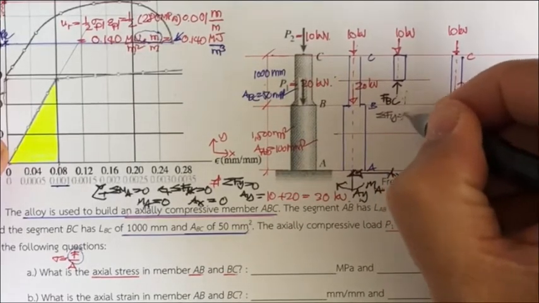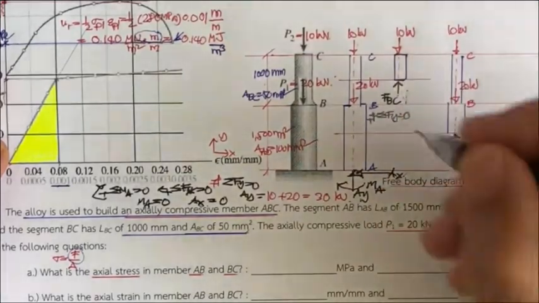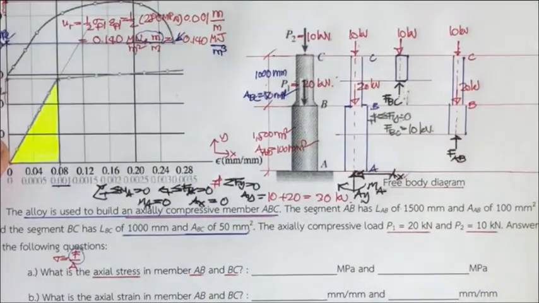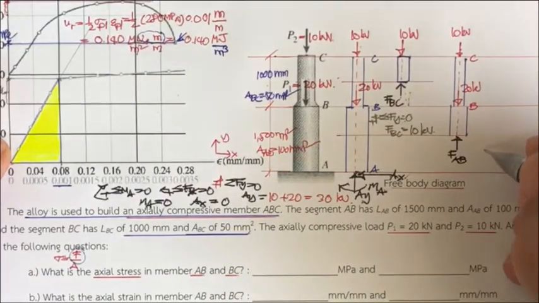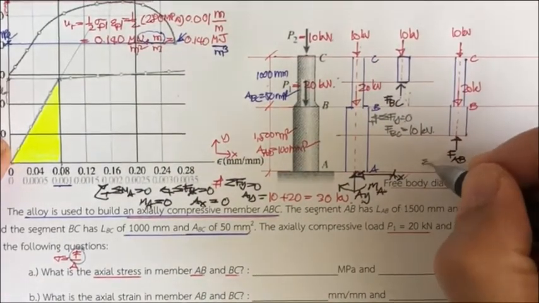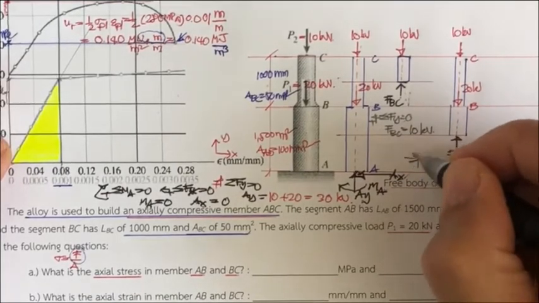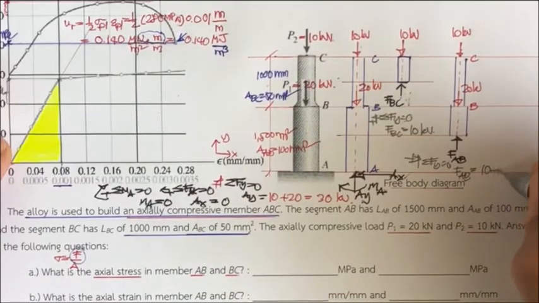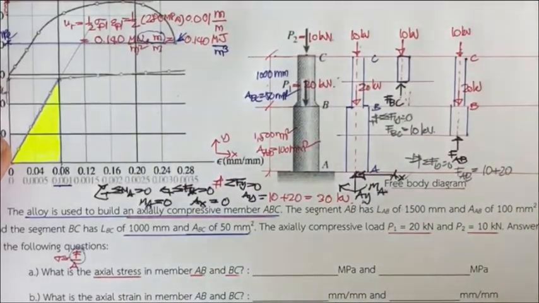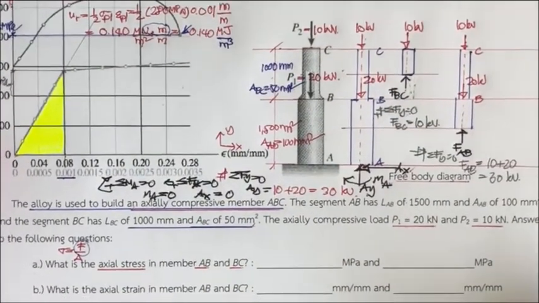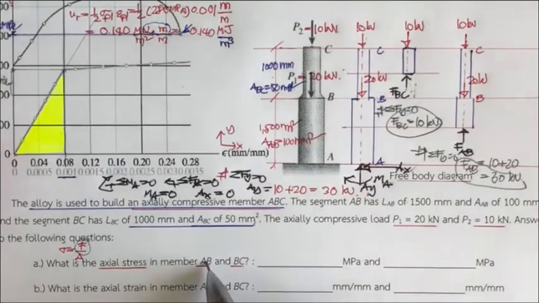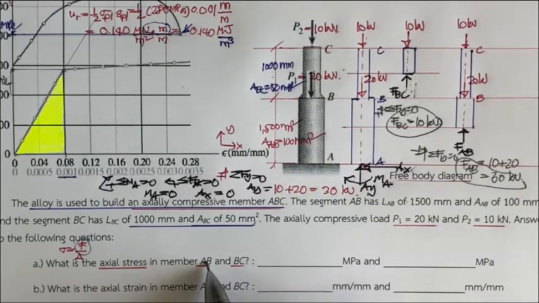Summation of F sub y equal to 0, up is plus, so you get F sub BC equal to 10 kilonewton upward. And again, you do this for summation of F sub y equal to 0, up is positive, so F sub AB equal to 10 plus 20, so you get 30 kilonewton. And now you can use this internal force to determine the axial stress in this member.